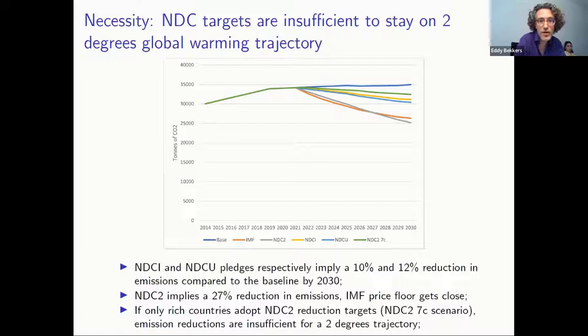What we see, moreover, that's the necessity. We see that if we only go with the NDC1 or the NDC2, we're not going to do sufficient. And on top of that, if only the seven high-income countries would go on a path of NDC2, we would be very far from realizing 2 degrees, let alone 1.5 degrees.